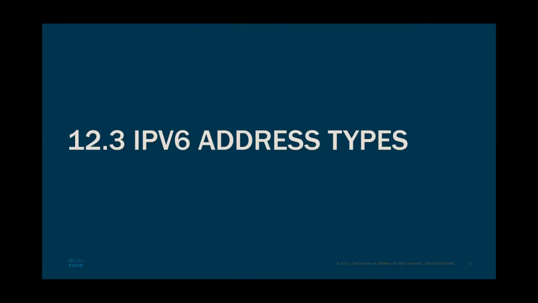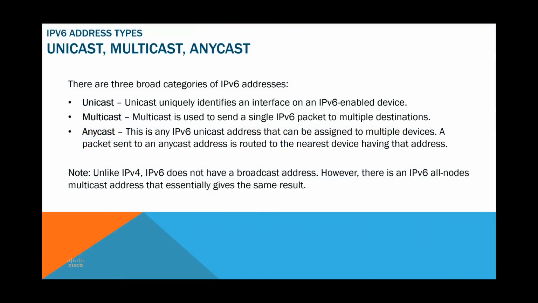IPv6 address types. When you hear about IPv6, you can also put them under categories. Just like in IPv4, we talk about Unicast, we also have Unicast in IPv6. In IPv4, we talk about Multicast, we also have Multicast in IPv6. They are the same thing. The only difference is Anycast. In IPv4, we don't have Anycast, but in IPv6, there is Anycast. So what is Anycast?